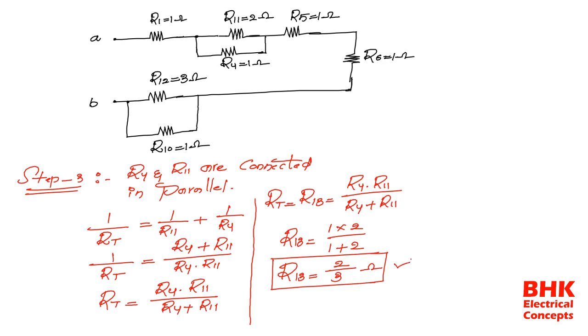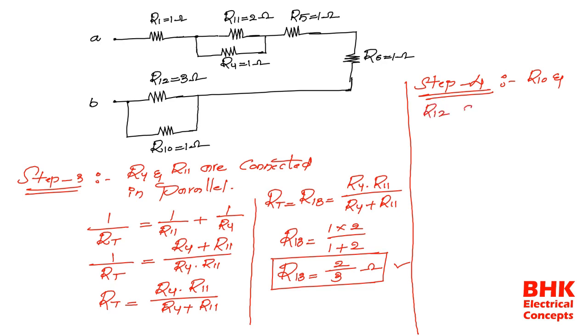Now here one more combination is there. One more combination. What is that? Another combination. The another combination is what? R12 and R10. So here the another combination we need to find, that is what? The step number 4 is: R10 and R12 are connected again in parallel only. So in parallel.